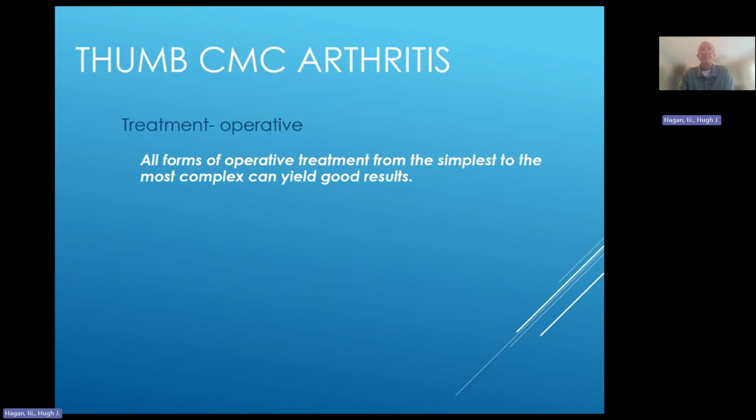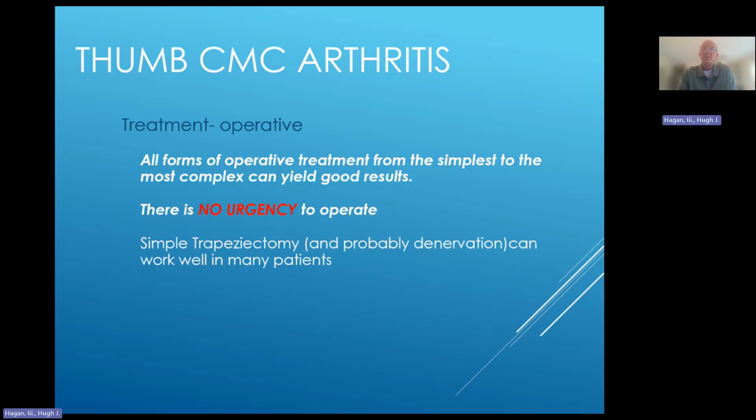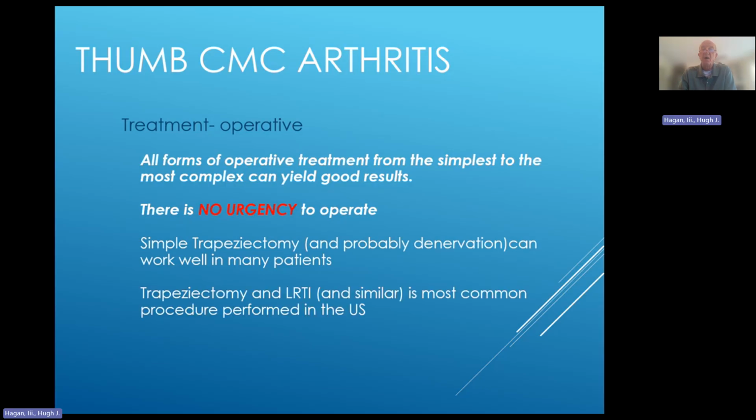So for operative treatment, pretty much all forms of treatment, from the most simple to the most complex, can give you a good result. There isn't any urgency at all to operate on these people. It's never an emergency. You try and nurse people along as you can to make sure they need it. And if they need it, those are the ones that'll do the best. Simple trapeziectomy and maybe denervation too, time will tell, will work well in many patients. And trapeziectomy and LRTI and similar procedures is the most common procedure done in the United States and Canada.